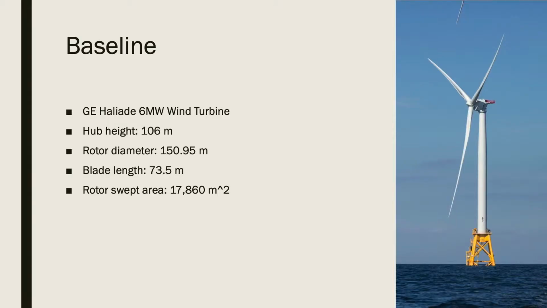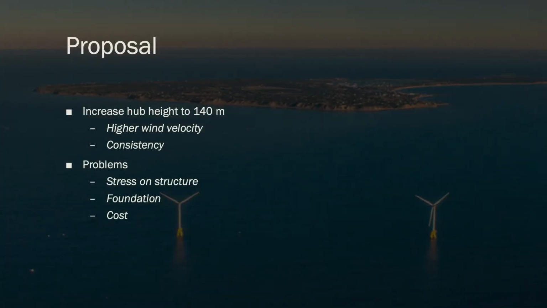At this wind farm, there are 5 GE Haliade 6 megawatt turbines at a hub height of 106 meters and a rotor diameter of 150 meters. Our proposal is to increase this hub height to 140 meters because at greater elevations there is a higher average wind velocity and the wind is more consistent over time.